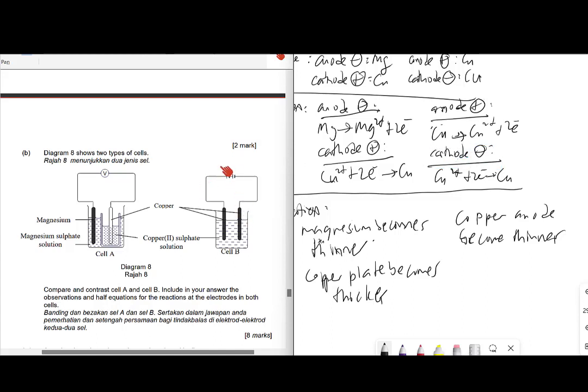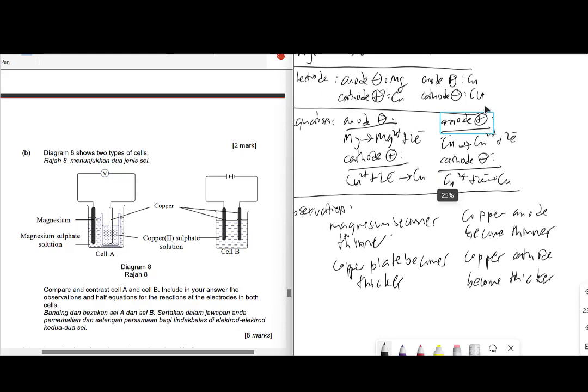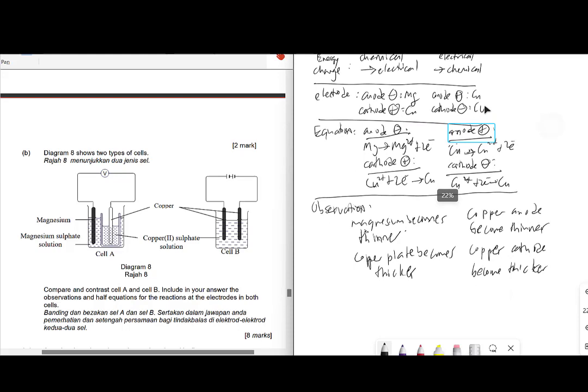Over here, this is a plus, so this is your anode, this is a minus, this is your cathode. What happened to this cathode here? The copper cathode becomes thicker because you are forming more and more copper. All right, so this is overall what really happened in these two different types of cell.